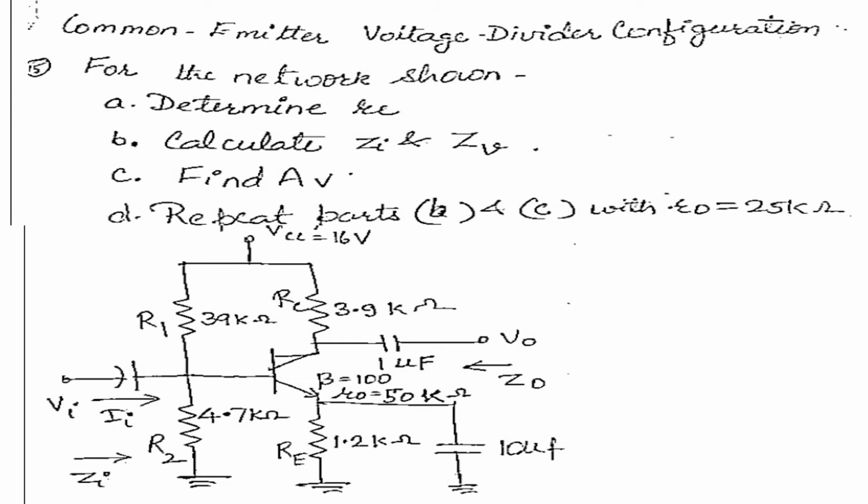So for the network shown, determine the value of RE, calculate ZI, ZO, find AV. Repeat part B and C for R0 is equal to 25 kilo ohms. Why is it saying B and C? Effectively it is observed that the output impedance and the voltage gain are going to change. RE is given to you, right? Rather you will have to find it out.